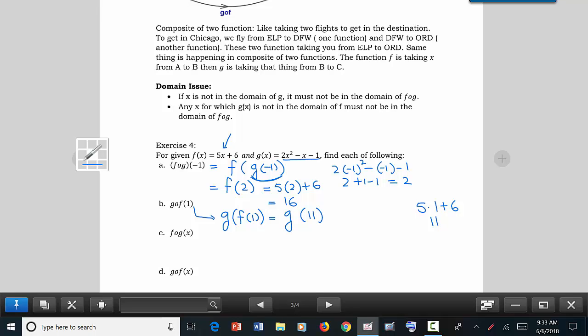Now we have to use the function for g. 2 times 11 squared minus 11 minus 1. 2 times 11 squared is 242, minus 12. So it becomes 230.